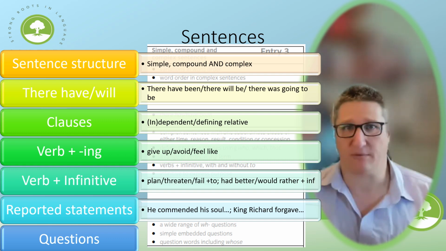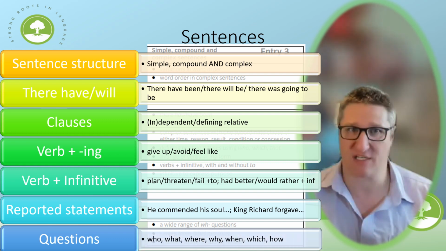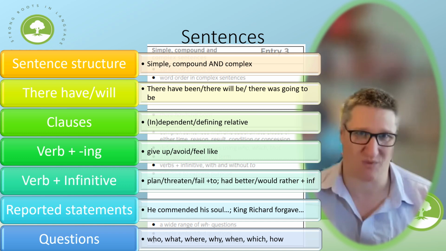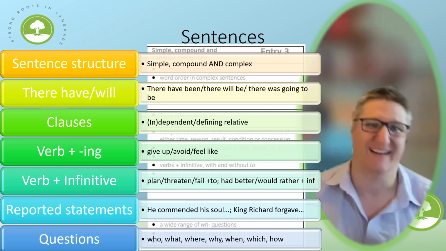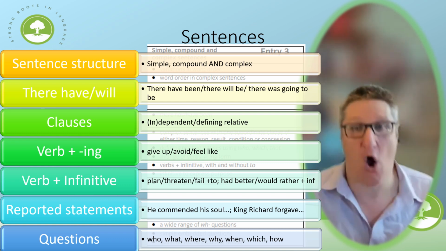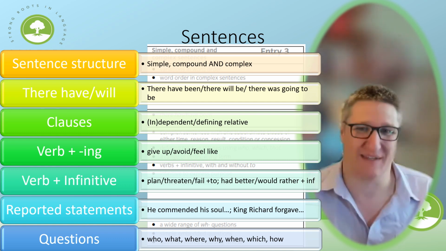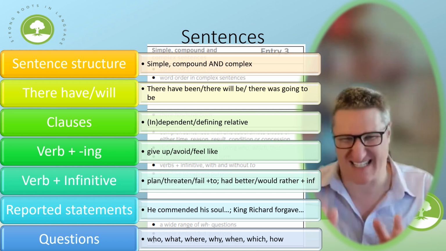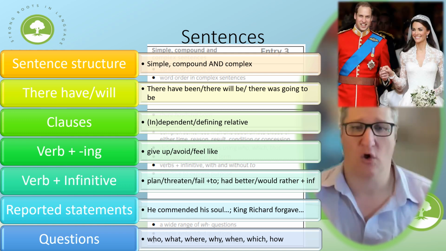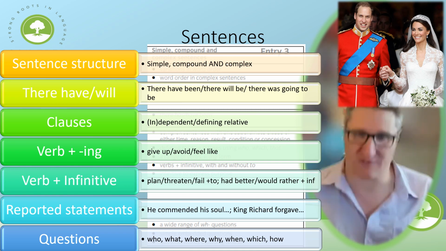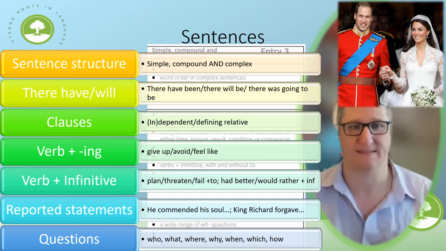You should also be able to make questions, especially using the wh question words. Who, what, where, why, when, which, and how. I know how isn't technically a wh word because it's spelled with an H and not a WH, but it acts in the same way. Don't forget to invert the auxiliary. Who did Prince William marry? Not who Prince William did marry. Remember to invert that auxiliary.